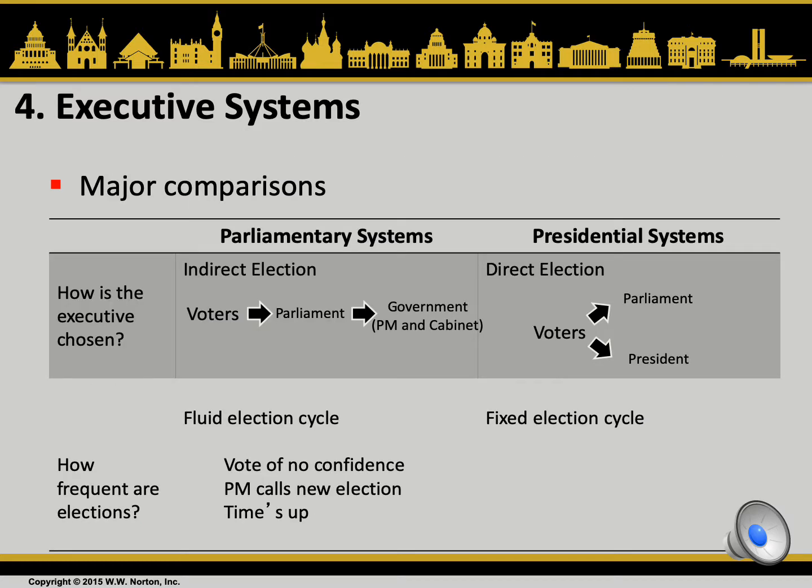As comparative politics analysts, we need to be careful about judging one system as being better than the other. And so we compare very objectively.